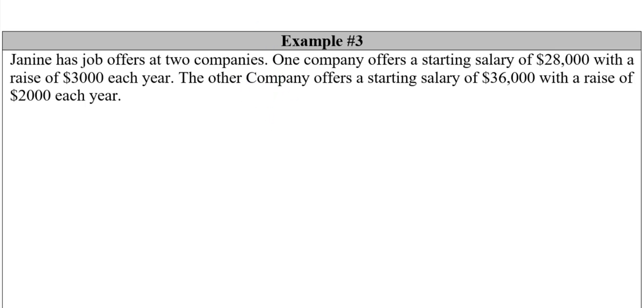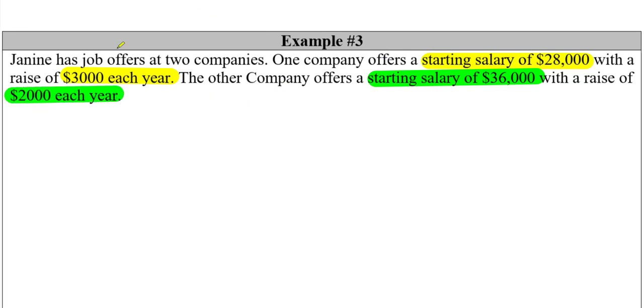We need to take a look at our important information. All right, Janine has job offers at 2 companies. One company offers a starting salary with a raise of $3,000 each year. Remember that each means multiply. Okay, and the other piece is we have a starting salary of $36,000 and a raise of $2,000 each year.